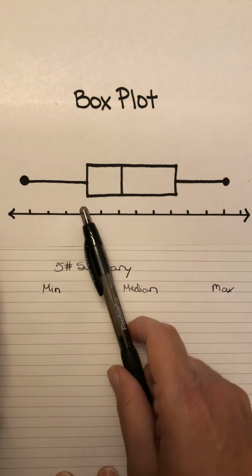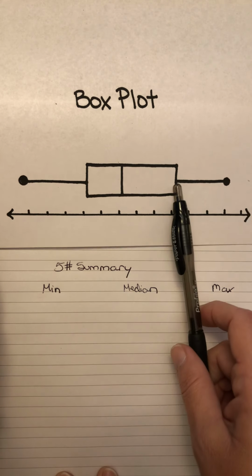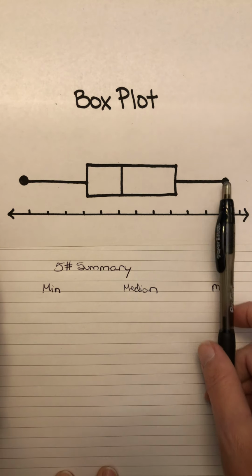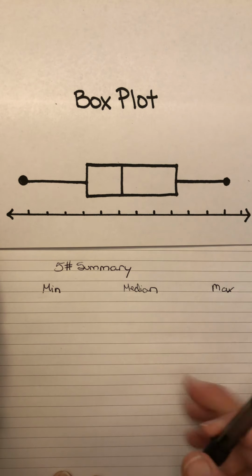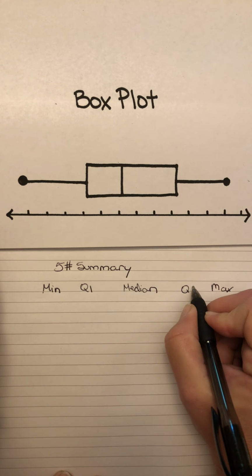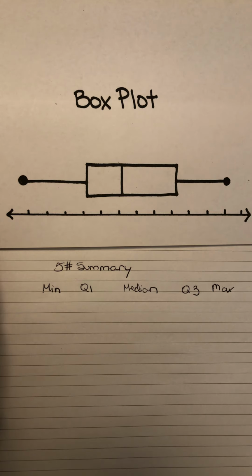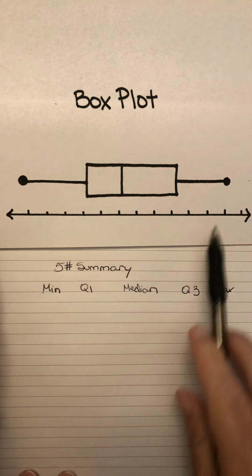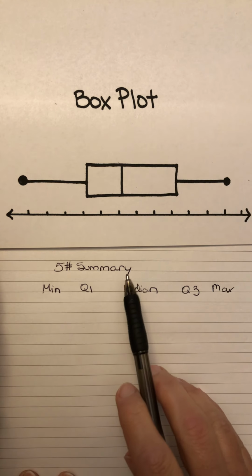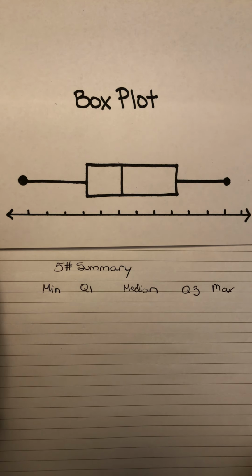This is the median of our lower set of numbers. This is going to be the median of our higher set of numbers. This is actually called your Q1 and your Q3. And I will explain that more in just a minute. So when I have my box plot up here and I have my set of data, the first thing you're going to do is put it in order from least to greatest.